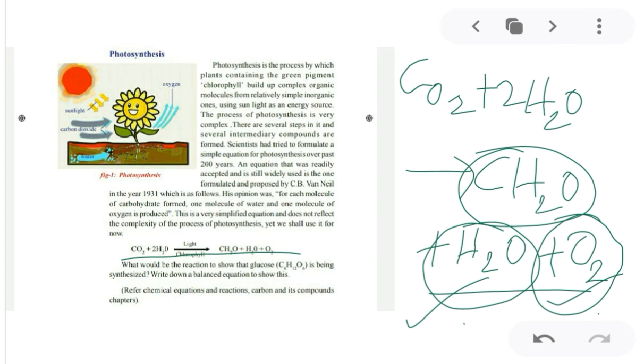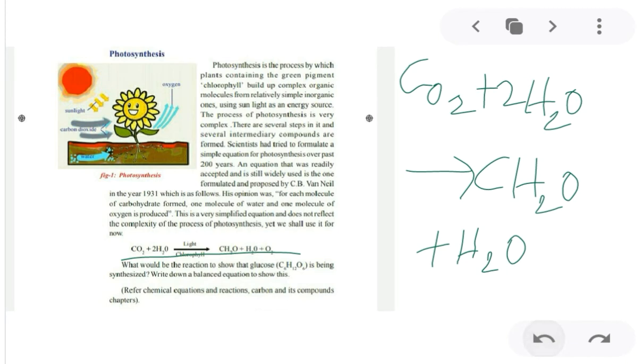Write down a balanced equation to show that. Suppose you check this, clearly it's not indicating the perfect glucose molecule chemical formula. What is the chemical symbol of glucose? C6H12O6, but it is not indicating that. So later on, with many experiments done by many other scientists, a perfect equation was given. So what is that, we will see.